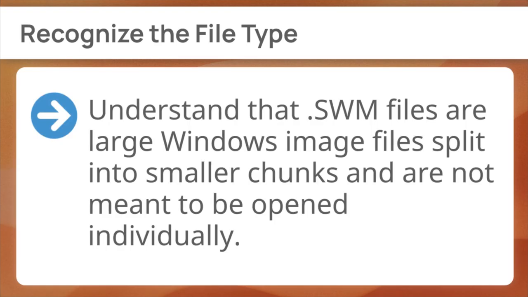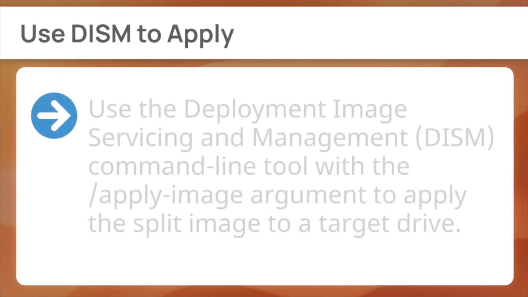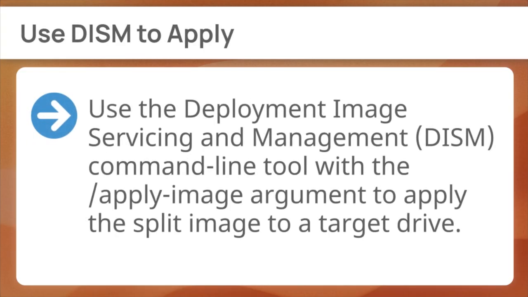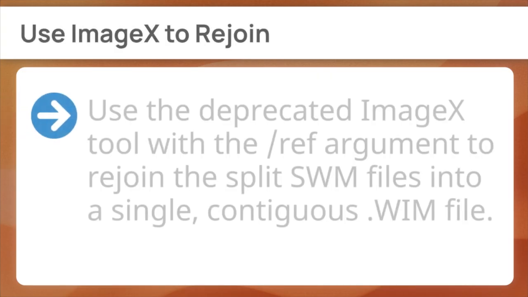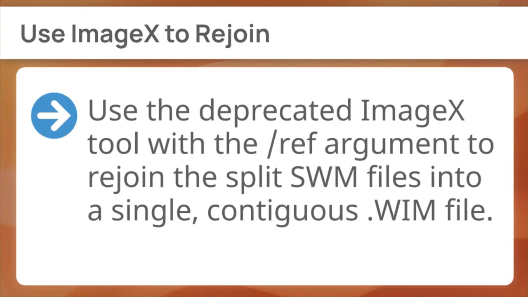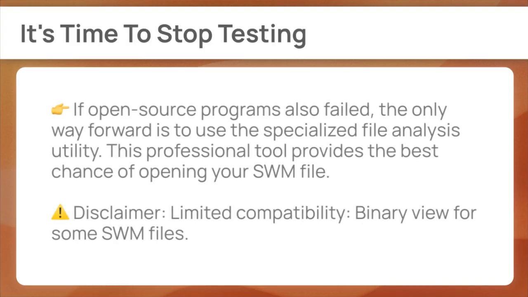opened individually. Next, use DISM to apply. Use the Deployment Image Servicing and Management DISM command line tool with the apply image argument to apply the split image to a target drive. Finally, use ImageX to rejoin. Use the deprecated ImageX tool with the ref argument to rejoin the split SWM files into a single contiguous .wim file. When every local option fails, we're skipping extra steps and going straight to the single proven solution.